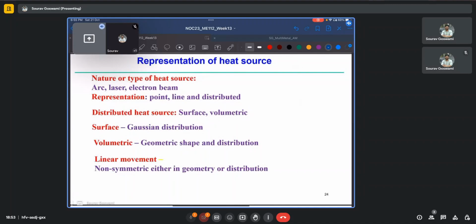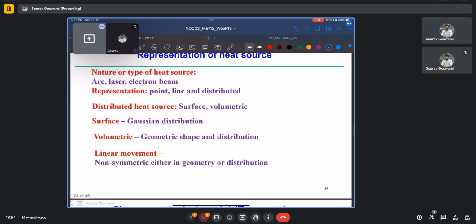So these are the important factors which need to be taken into account for the representation of the heat source. Among them are the nature or the type of heat source, whether it is an arc or a laser or an electron beam. This will decide the size of the energy source and their characteristics. Again, the representation of the source itself, whether we are representing it as an ideal point source, as a line source, or as a distributed source with the distribution of energy. Again, in case we are choosing to go with a distributed heat source, it can either be a volumetric heat source or a surface heat source.